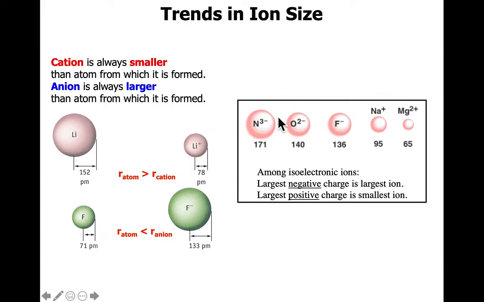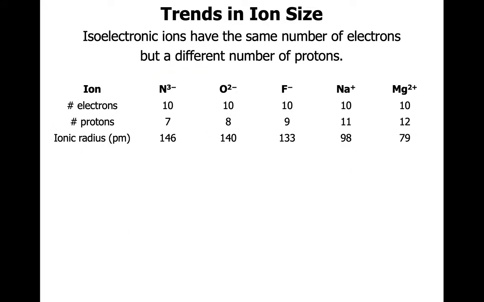If we go through this set, N3 minus, O2 minus, F minus, Na plus, and Mg2 plus all have exactly 10 electrons. Okay. In this special case where what you were given is an isoelectronic set, the ion with the largest negative charge, so this is 3 minus, that's the most negative, is the largest ion, and the ion with the largest positive charge is the smallest ion. Okay? But only within an isoelectronic set can we make this type of analysis happen.